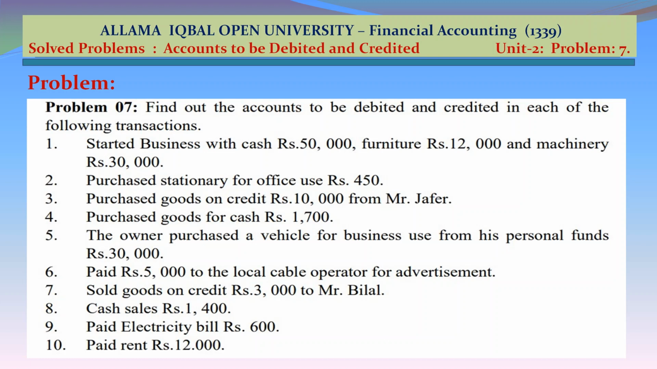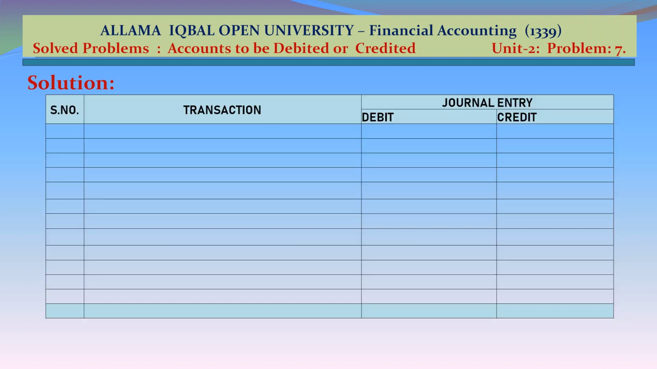5. The owner purchased a vehicle for business use from his personal funds rupees 30,000. 6. Paid rupees 5,000 to the local cable operator for advertisement. 7. Sold goods on credit rupees 3,000 to Mr. Bilal. 8. Cash sales rupees 1,400. 9. Paid electricity bill rupees 600. 10. Paid rent rupees 12,000.